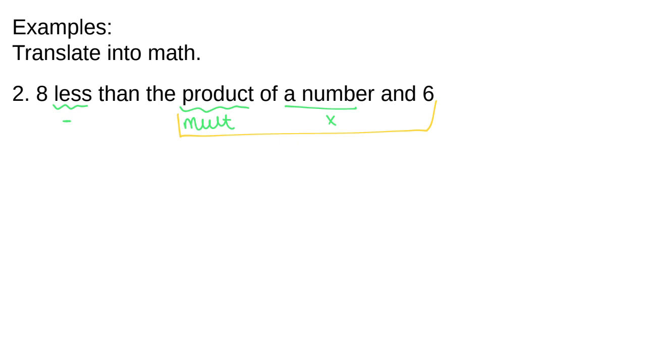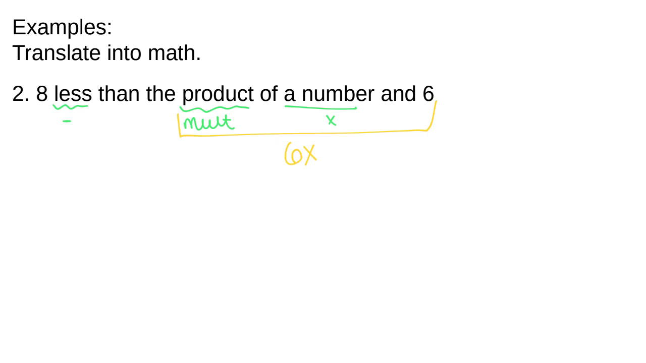Product means the answer to a number being multiplied with 6. So we need to multiply x times 6. Typically, the way we would write that in algebra is just 6x. When there's no symbol between those, we know it means multiply, and we typically put the number or the coefficient first. Now, we do need to subtract that 8, but let's talk about 8 less than 6x.